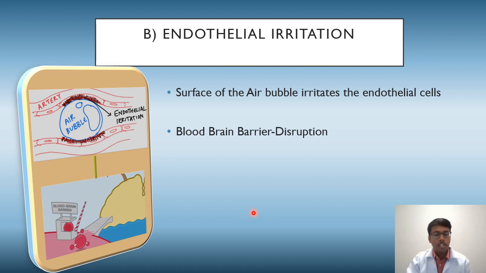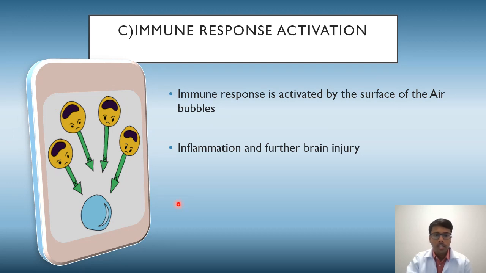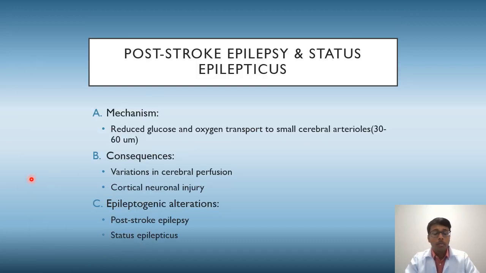And this is the endothelial irritation, where the surface of the air bubble irritates the endothelial cells, which eventually leads to the blood-brain barrier disruption. The third mechanism is the surface of the air bubble activates the immune response, which leads to inflammation and further brain injury.